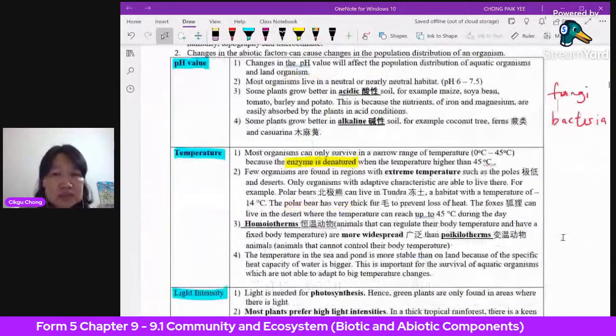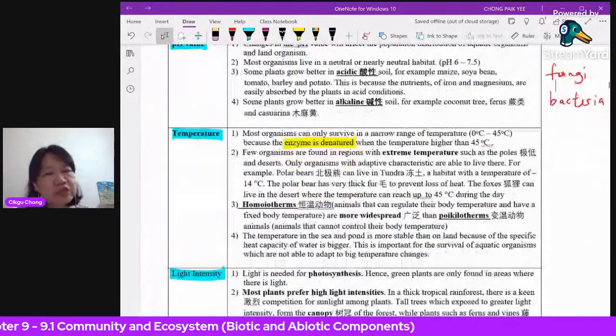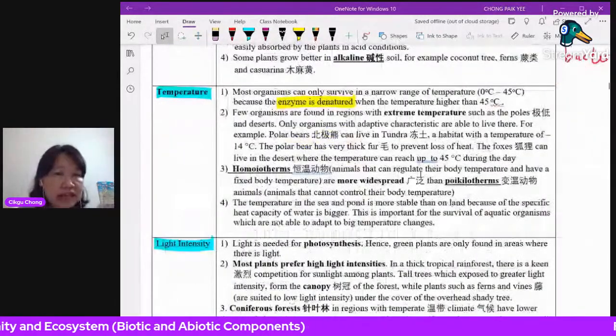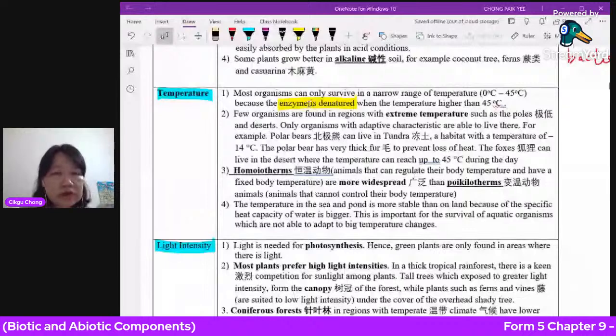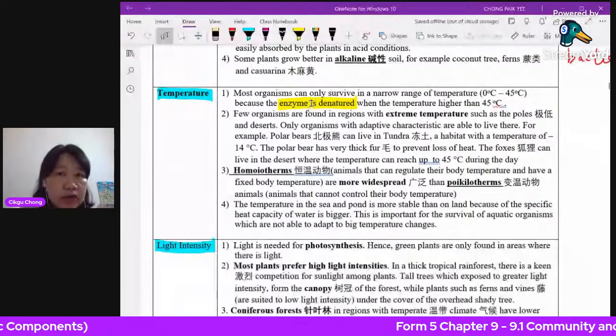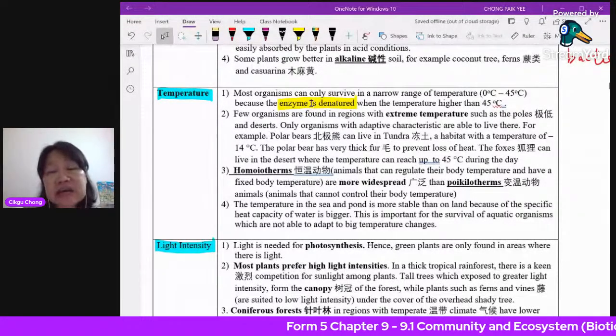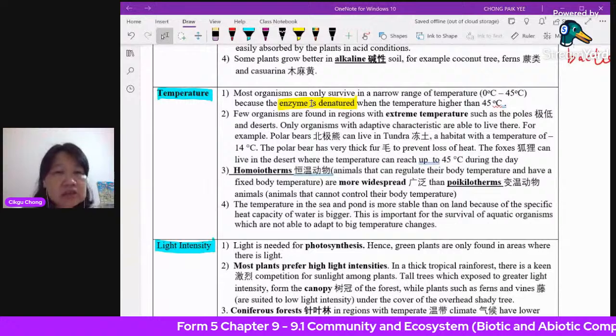Now, temperature. Temperature is also very important. Why do we talk about temperature? It is because of the enzymes, as you learned earlier. If it's too cold, your enzymes do not work very well. And if it's too hot, your enzymes will actually denature.